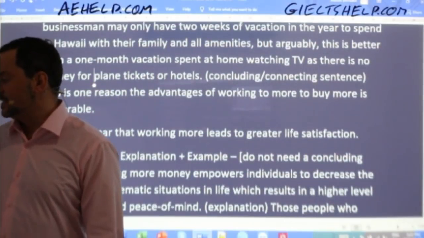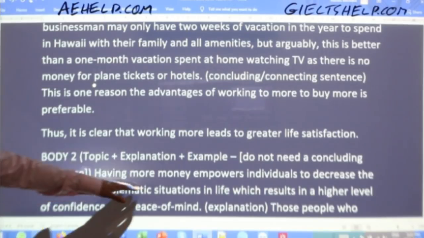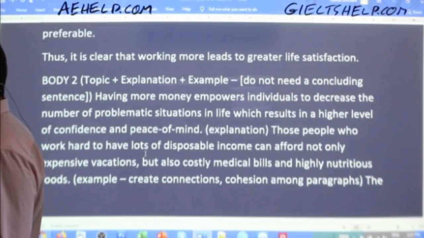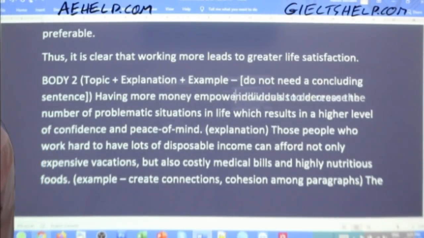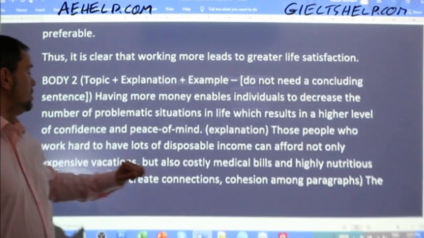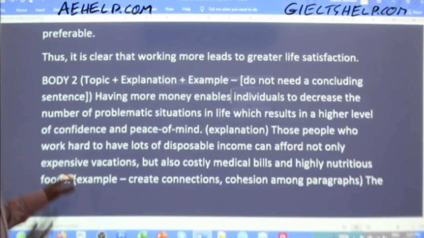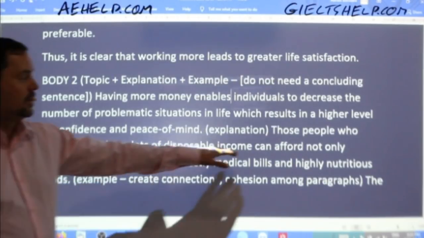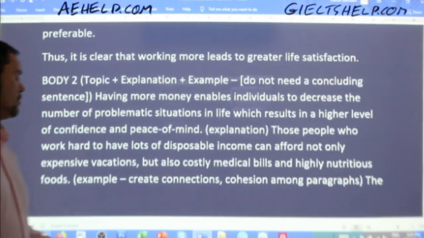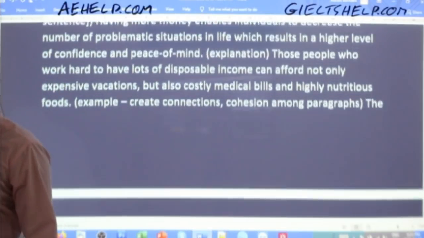This is one reason the advantages of working more to buy more is preferable. Having more money empowers individuals to decrease, and I used the word empowers before, so now I replace it with enables. Okay, it's a nice synonym for that. Enables individuals to decrease the number of problematic situations in life, which result in a higher level of confidence and peace of mind. Those people who work hard to have lots of disposable income can afford not only expensive vacations, but also costly medical bills and highly nutritious foods.